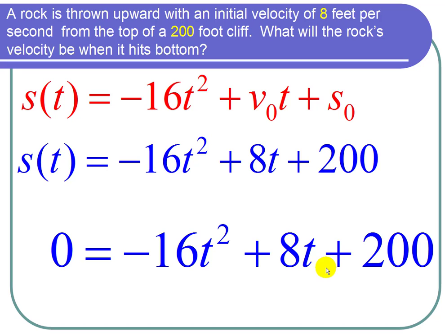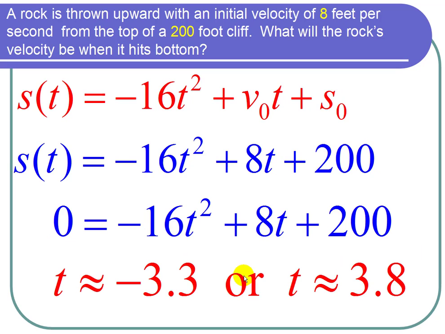And I got that t was about equal to negative 3.3, or t is about equal to 3.8. T is time in seconds from when we threw the rock. Negative time, the rock's still in our hand, so that's not the answer. It's not going to be on the bottom of the cliff. So our time at which it hits the bottom is 3.8 seconds. Now that's not the question. We want the velocity when it hits the bottom.